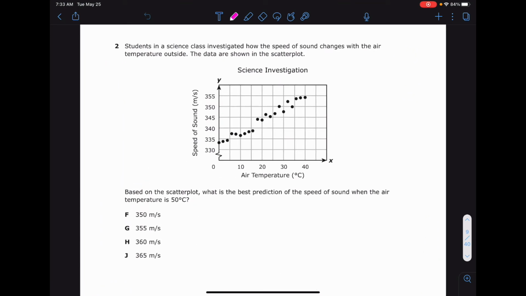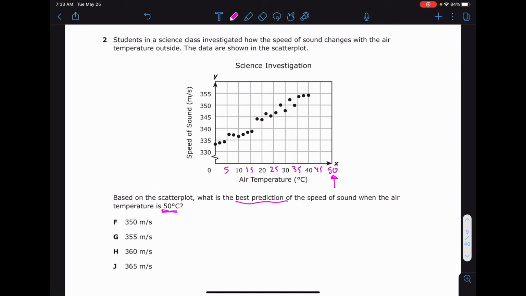It says students in a science class investigated the speed of sound with the air temperature. Based on the scatter plot, what is the best predicción, when it is 50? So this is 0, 5, 15, 25, 35, 45, and 50. So here it is positive and it is strong.